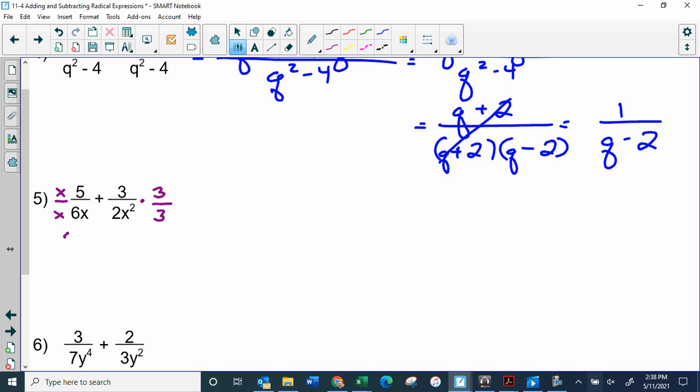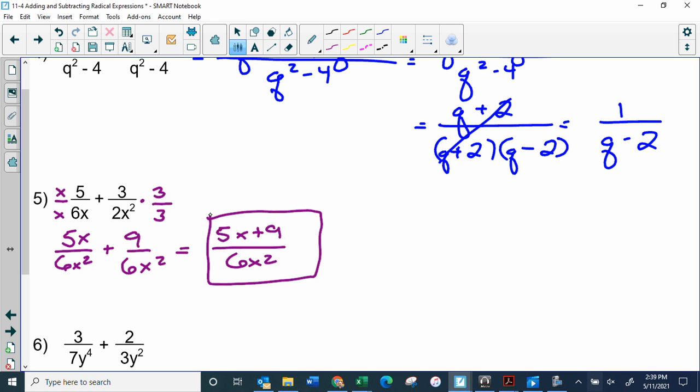So now I have 5x over 6x squared plus 9 over 6x squared. And now we just add the numerators, 5x plus 9. Denominator stays the same, 6x squared. And that's it. We can't simplify that anymore.